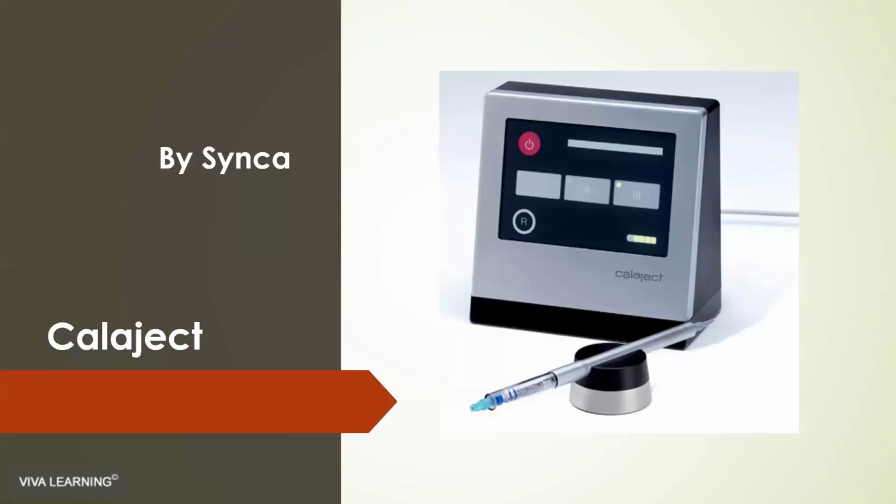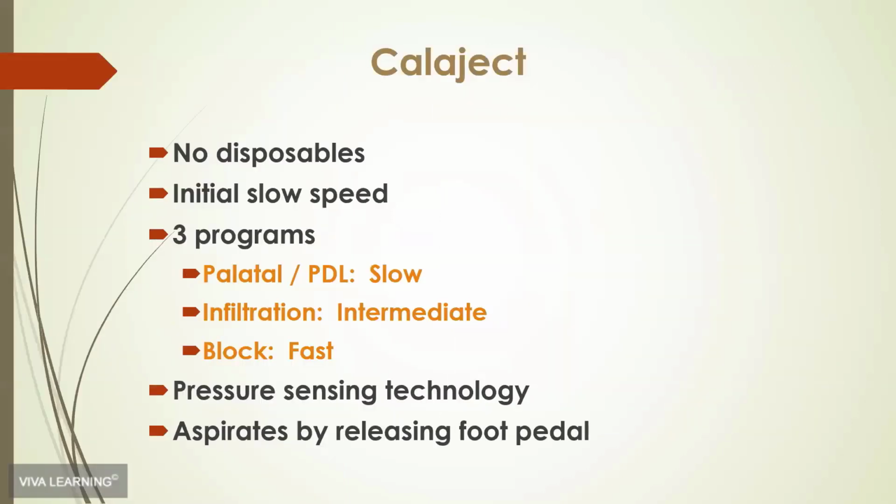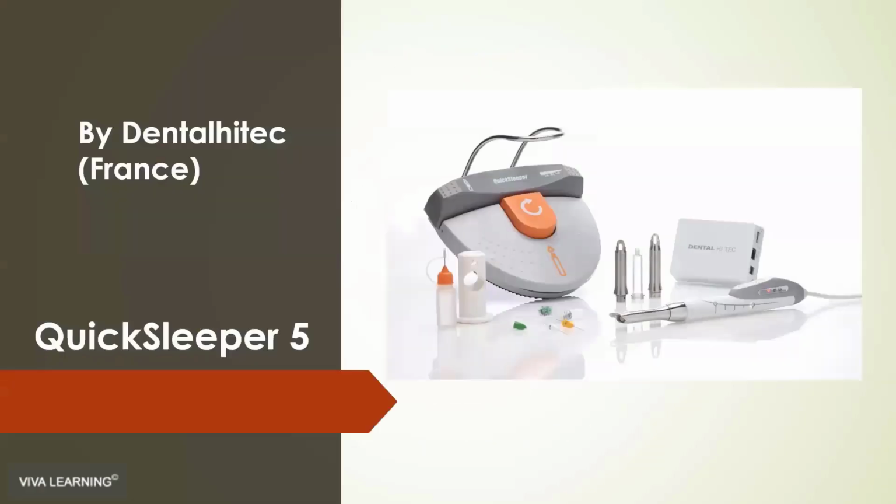This is a second one. It's called CalEject, very similar to the Wand. It has 3 speeds: one for the palate or PDL, one for infiltration, which would be the intermediate speed, and a fast speed for a block. Again, pressure sensing technology. It aspirates with a foot pedal. So it's a very similar device, just looks a little different. And this one doesn't have any disposables.